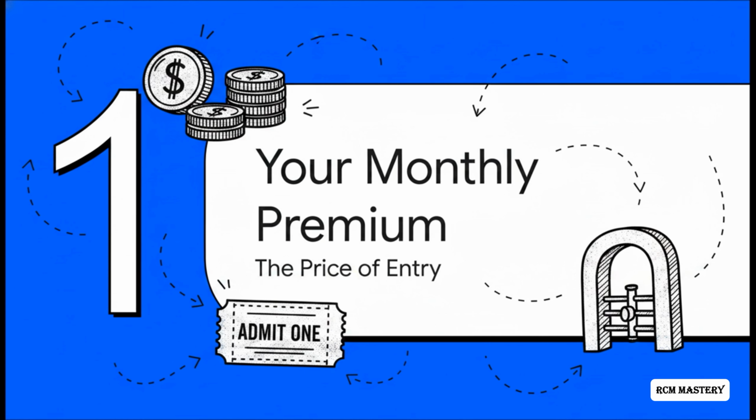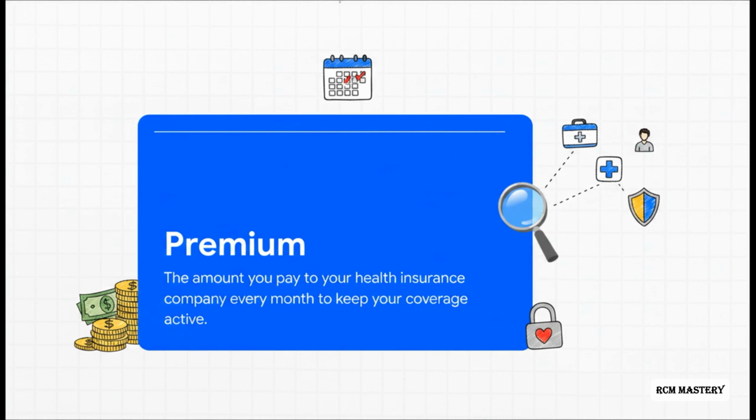The simplest way to think about this is that it's your price of entry, the cost to have health insurance in the first place. So, what is a premium? Well, it's that fixed, predictable amount you pay your insurance company every single month. It's a bit like a subscription fee. And just like any subscription, you pay it to keep your service, in this case your health coverage, active regardless of how much you actually use it.